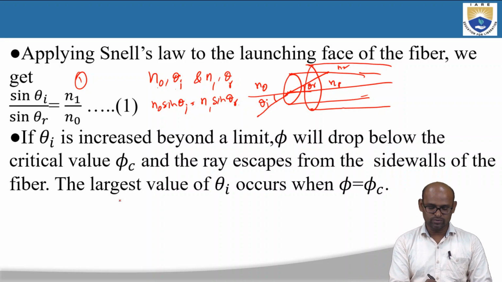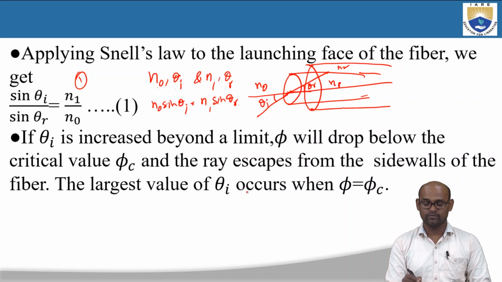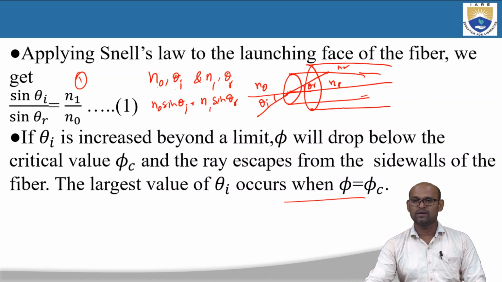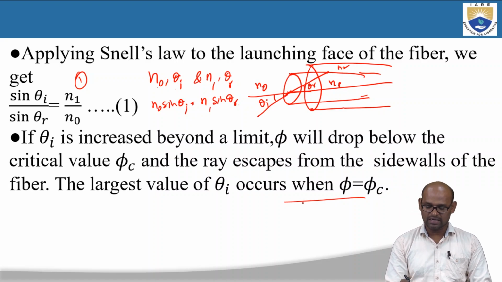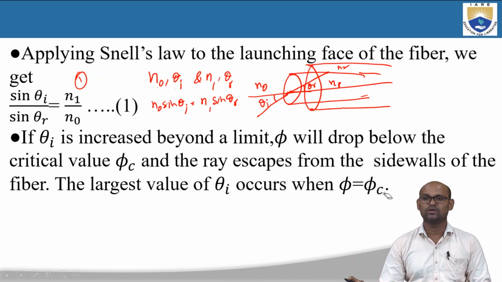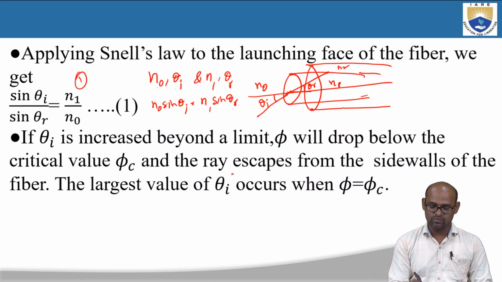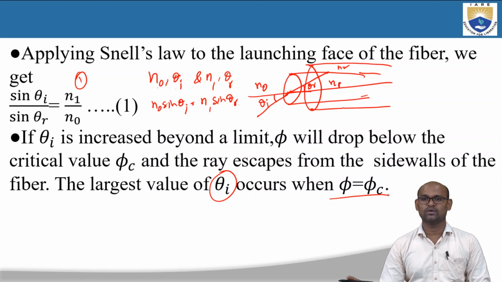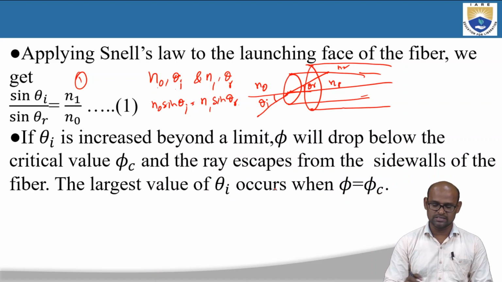Okay, so we are going to take the largest value of theta i, which will occur only when phi is equal to phi c. Phi cannot be less than phi c, only greater. So we are taking the condition that at least phi must be equal to phi c, so that the light is in the core or at the interface. The largest value of theta i can occur only when phi is greater than or equal to phi c. That is why we are taking this condition.